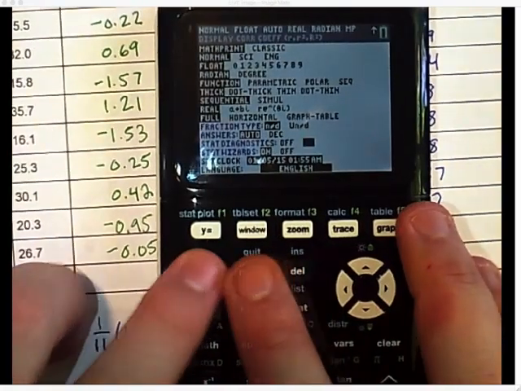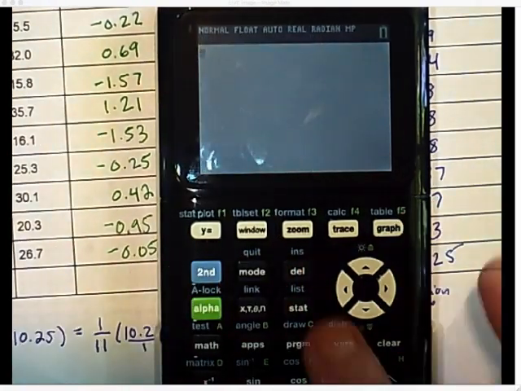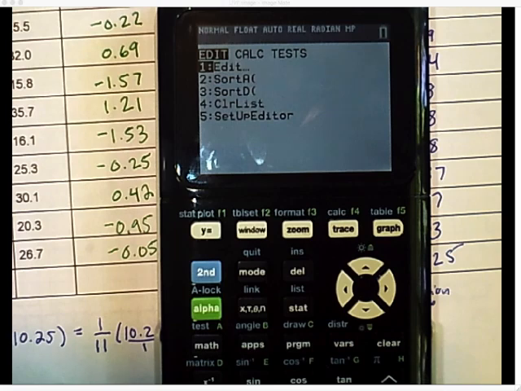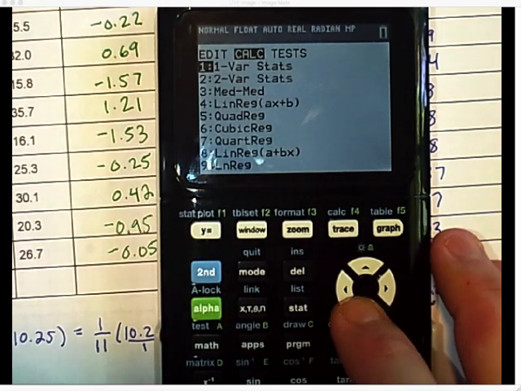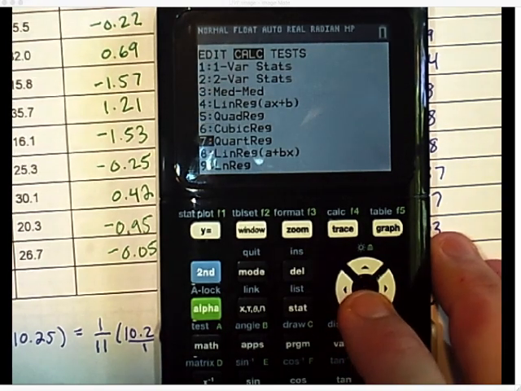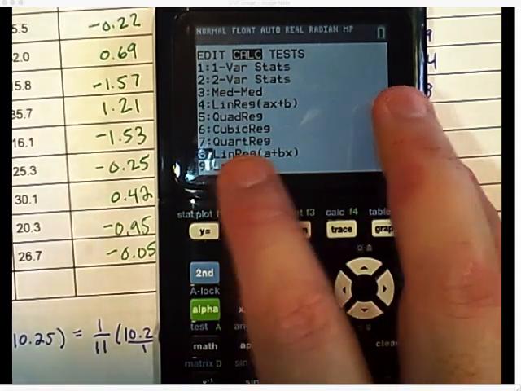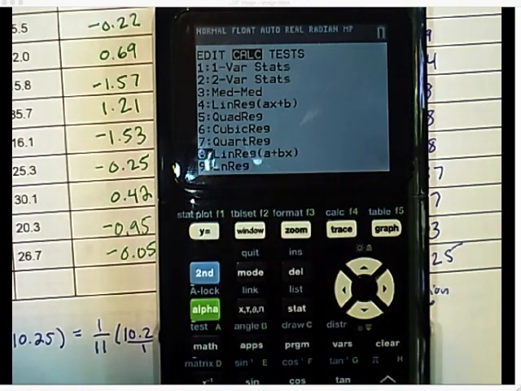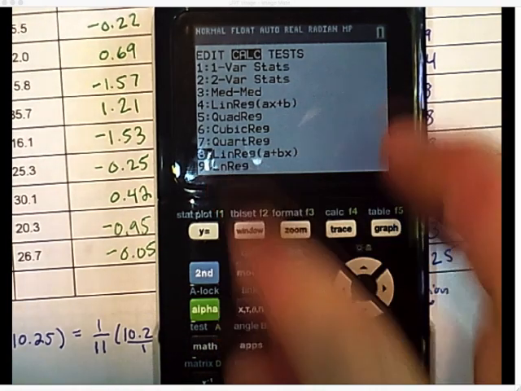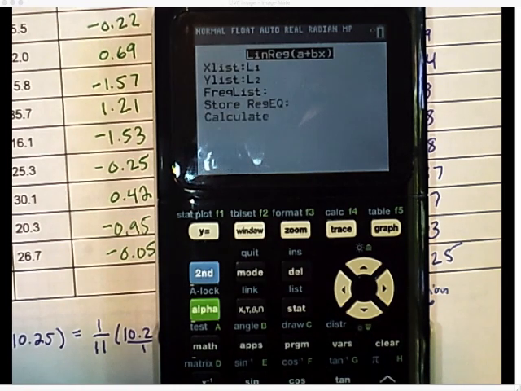Let me quit out of there. Make sure those are on. So go Stat, go over to Calculate, and go down to option 8, always option 8. It's called LinReg, which stands for linear regression, which we'll actually talk about more in the next lesson. Go to linear regression, always number 8, and hit enter.